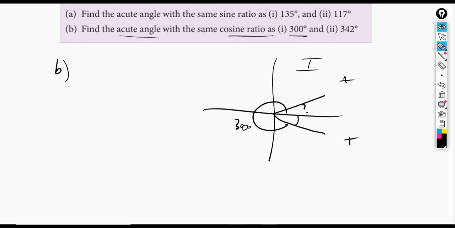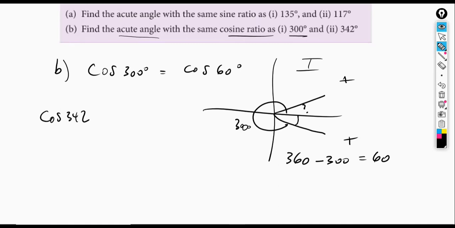So how do we find it? Well, simply go 360 minus 300, and that equals 60. So that means that cosine of 300 degrees is equal to cosine of 60 degrees. And with 342 degrees, we would do exactly the same thing. So we would say that cosine of 342 has to be the same as cosine of 360 minus 342. And that means that cosine of 342 is equal to cosine of 18.